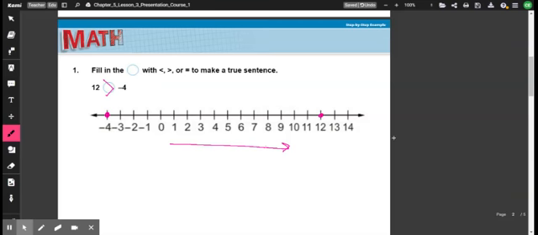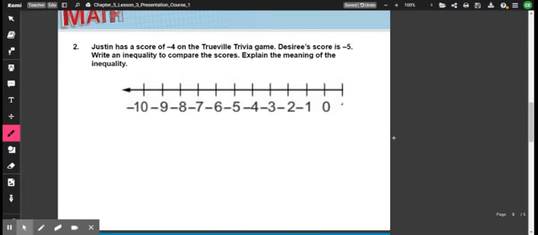All right, let's look at example 2. Justin has scored a negative 4 on the Trueville trivia game. Desiree's score is negative 5. Write an inequality to compare the scores. Explain the meaning of the inequality. An inequality is kind of like a statement. Just like we did up at the top, we had a number, then our circle, and then another number. That is what an inequality is.